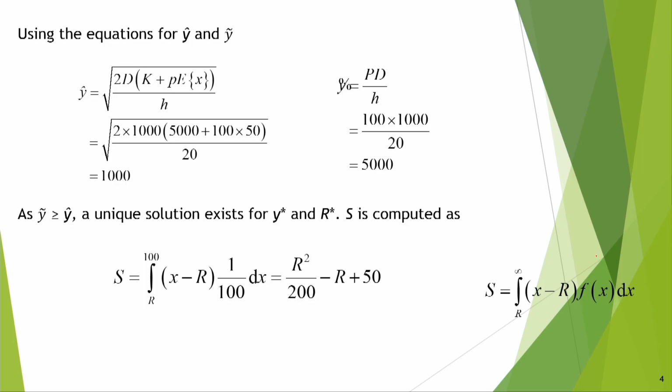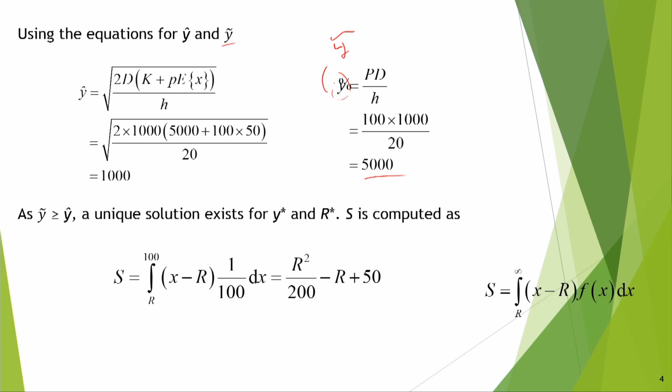Now, we had equations y hat is equal to square root of 2D(K plus pS) by h. Just we substitute the value, we get something like 1000, and here it was y tilde. Due to some distortion, it is a percentage type of sign; it is due to compatibility of the computer, so don't worry about that. You consider that y tilde is equal to PD by h, and that comes out to be 5000.